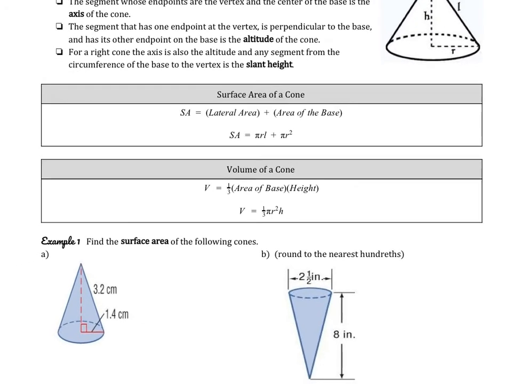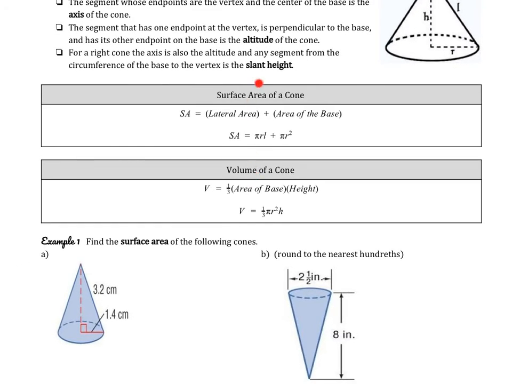So the two formulas we're going to be working with are right here. First is the surface area formula. The surface area can be found by finding the lateral area, which is pi times the radius times the slant height, and then adding that to the area of the base, which is a circle, so it's pi r squared. For a cone, the way you find the volume is by doing 1/3 times the area of the base times the height. Again, the area of the base is just pi r squared because the base is a circle.